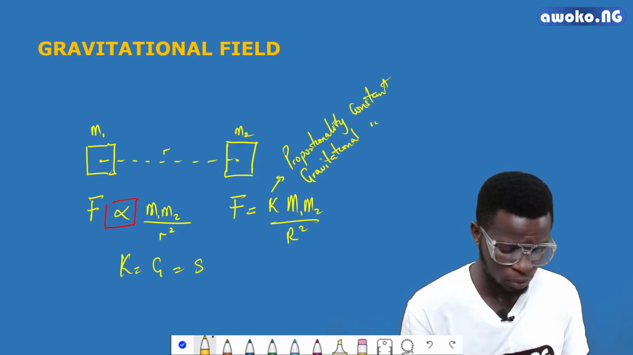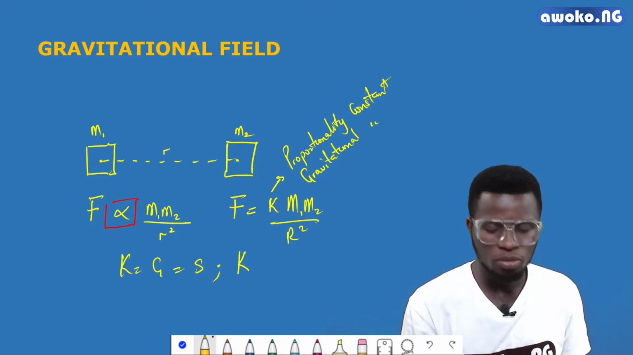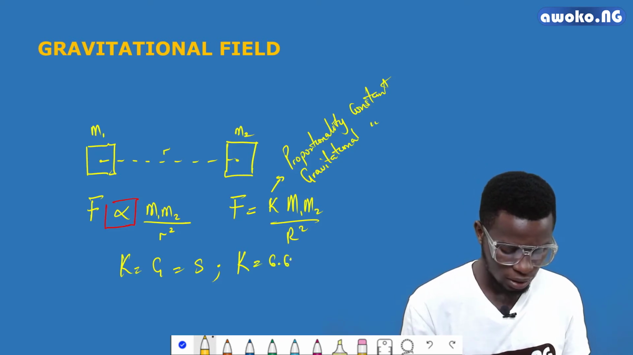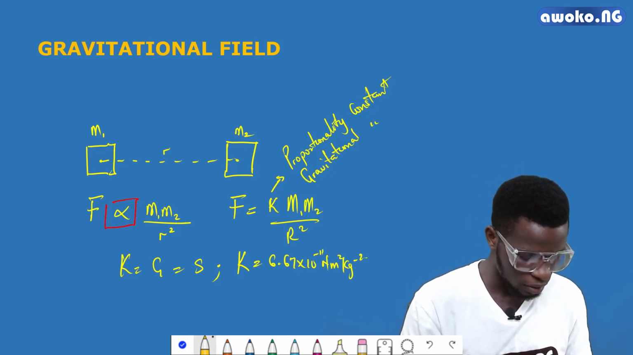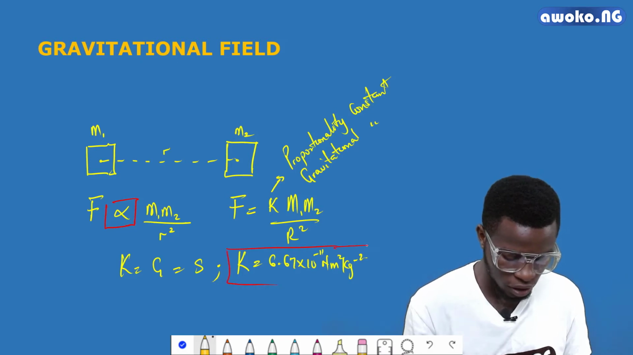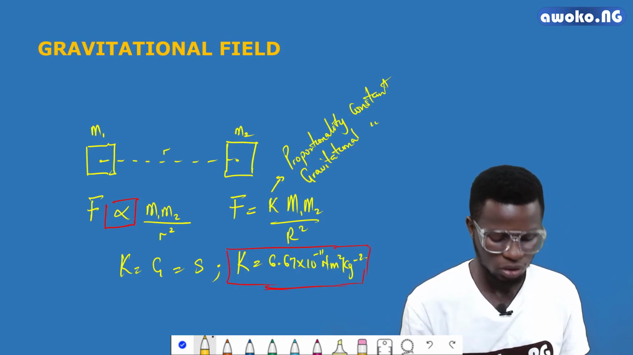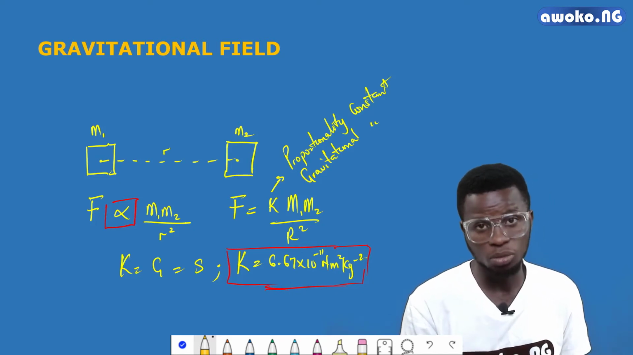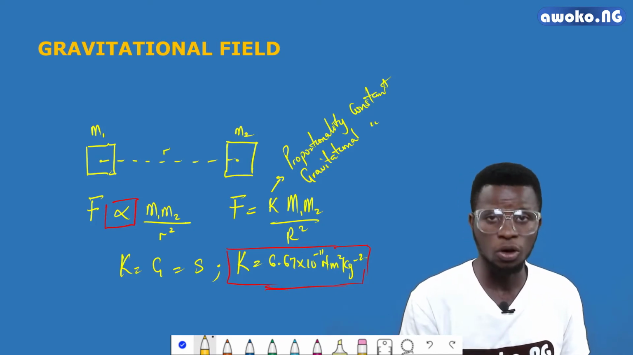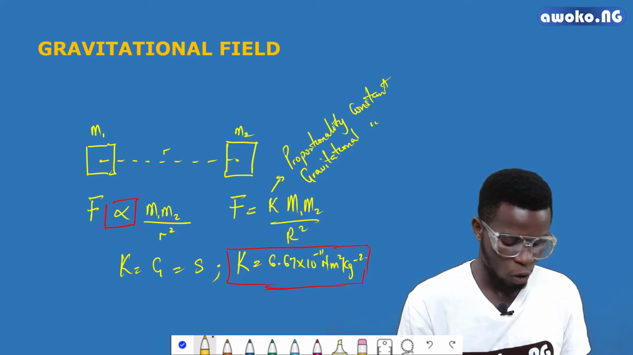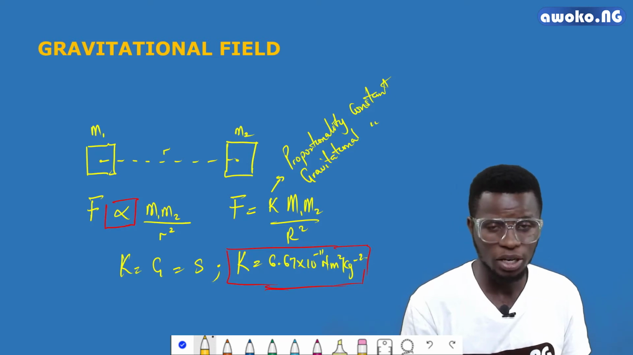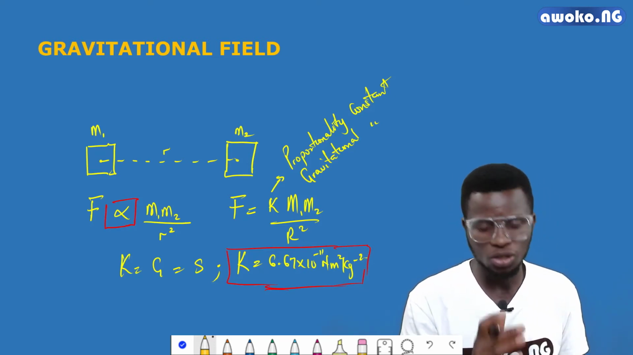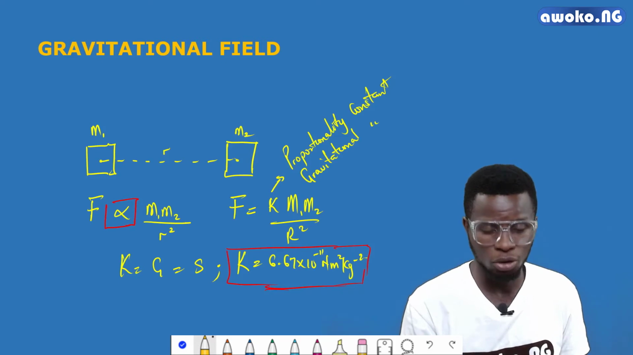Okay, before we consider the example, K has a numerical value of 6.67 times 10 raised to the power minus 11 Newton meter squared kg minus 2. So this is the numerical value for K. So you have to commit this to heart. Most times you might not be given it, and sometimes you'll be given it in a question. So if you're not given, just know that K or G, as the case may be, is equal to 6.67 times 10 raised to the power minus 11 newton meter squared kg raised to the power minus 2.